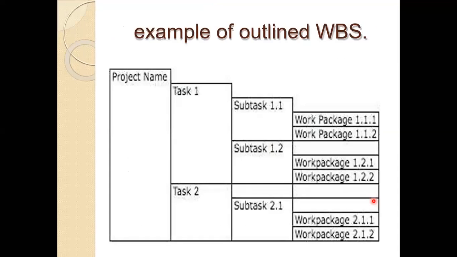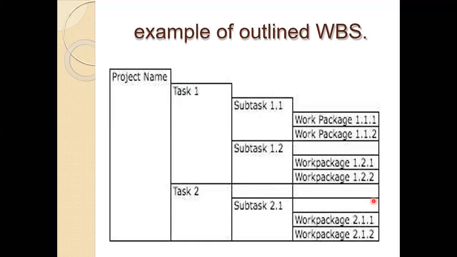Then this is one of the typical examples or outlines of a work breakdown structure. You might be observing this slide very well. On the left hand side, the project name is there, the big name is there, then task 1, task 2 are there. These are the major tasks. The major tasks may be 1, may be 2, may be 5. Is that right? So according to that, you can divide your project into major tasks. Then a major task can be divided into subtasks.